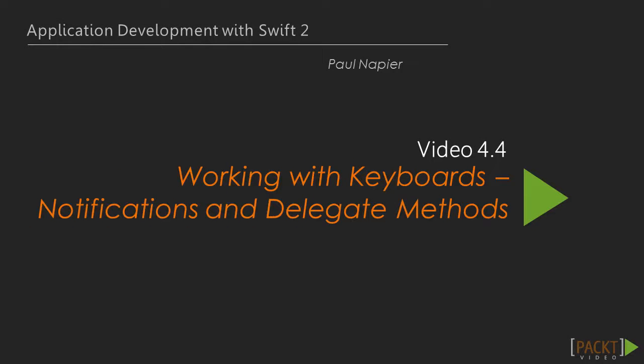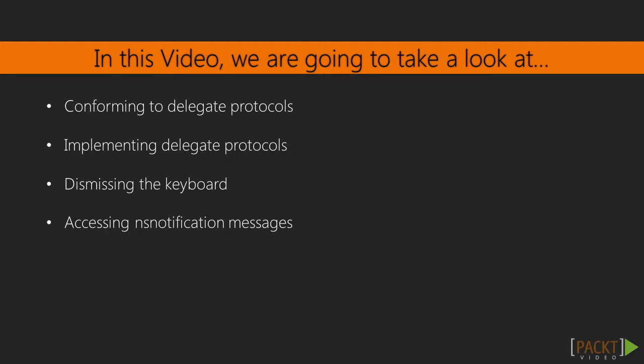Now we want to start working with our text field. So to do that, we need to start looking at how we can access the keyboard using notifications and delegate methods. In the previous video, we learned how to connect our user interface into our view controller. In this video, we're going to look at exactly how to conform to delegate protocols, and what actually are delegate protocols. Then we'll learn how we can dismiss the keyboard, and how we access NSNotification messages.